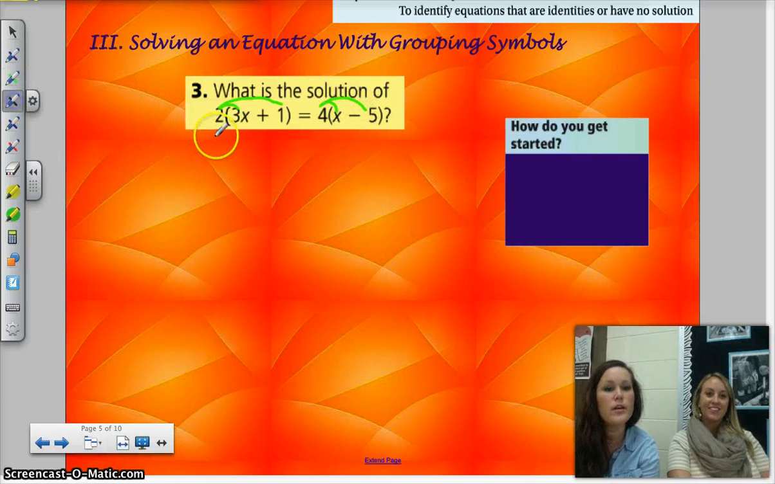All right, so 2 times 3x is 6x. 2 times positive 1 is positive 2.